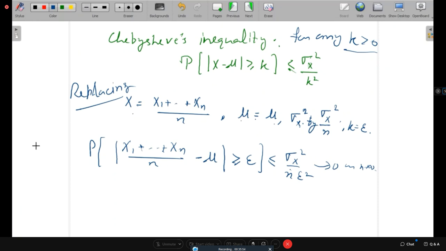Now see what we have used indirectly here is the sandwich theorem. Because we know that the probability is greater than or equal to zero, the left hand side will tend to zero and the right hand side will tend to zero, so this will also tend to zero. Don't forget that indirectly we are also using the sandwich theorem. So in the long run the sample mean will converge to the original mean.